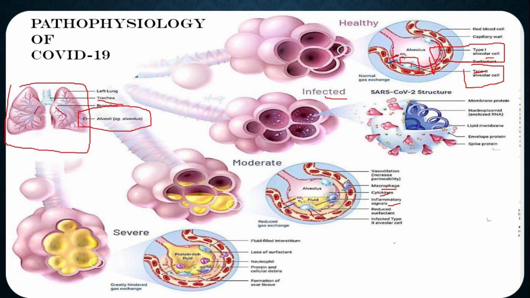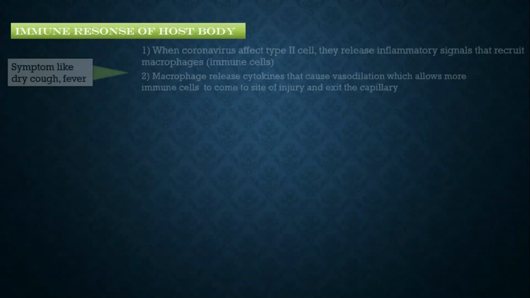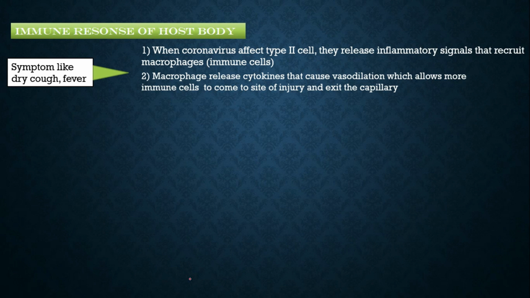That is, pores will develop in the lining of alveoli, due to which all the components between alveolus and blood capillaries will exchange. In severe conditions, this protein-rich fluid which has accumulated in the alveolus will increase, and there will also be more pore formation, as you can see here, due to which all the protein-rich fluid will enter the blood and spread to the whole body. Now we will see next the immune response of the host body.